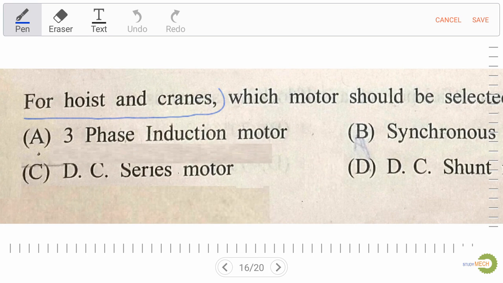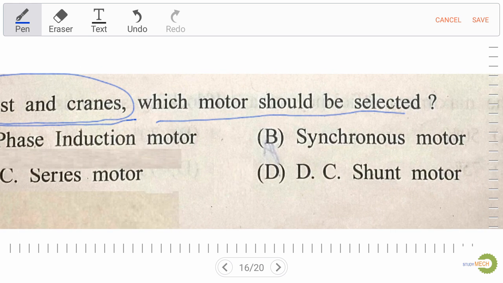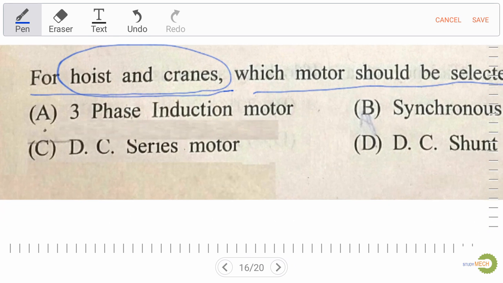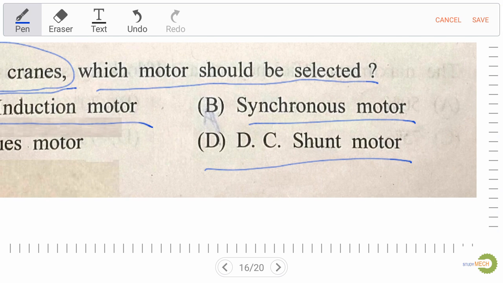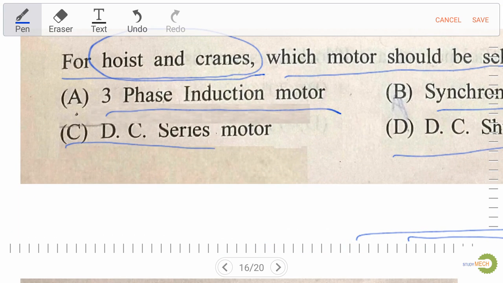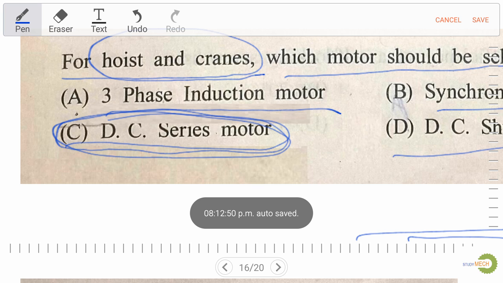For hoists and cranes, both are lifting devices. Which motor should be selected? Well, option A, 3-phase induction motor; option B, synchronous motor; option D, DC shunt motor; and option C, DC series motor. So our right answer is DC series motor.